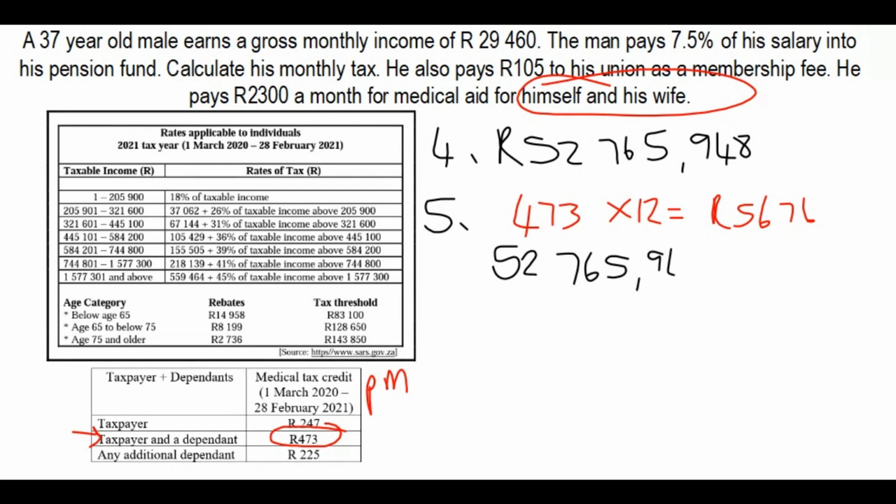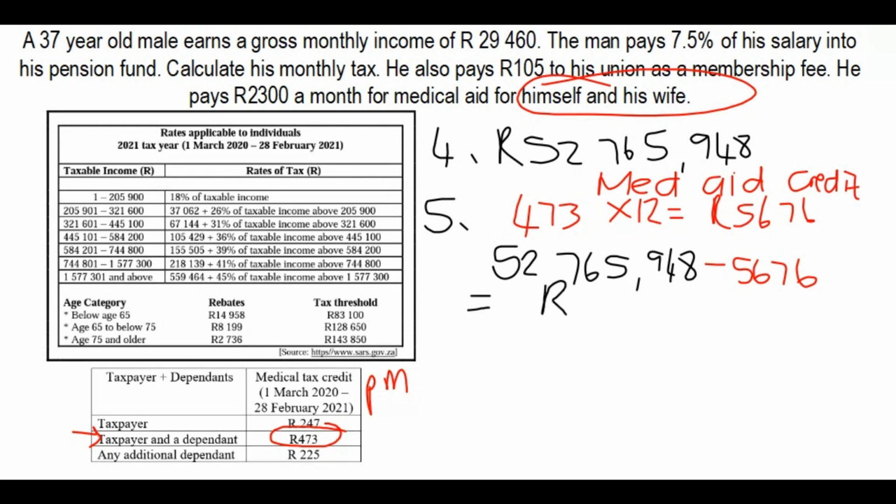Now we take our annual tax amount, 948, and we subtract the medical aid credit. Okay, so we subtract this medical aid credit. I must write here what we're doing, so it's medical aid credit. Good. Now after that we get an amount of 47,089,948.